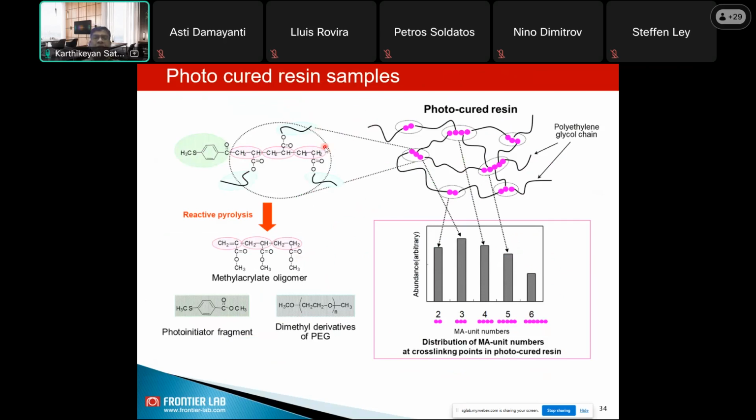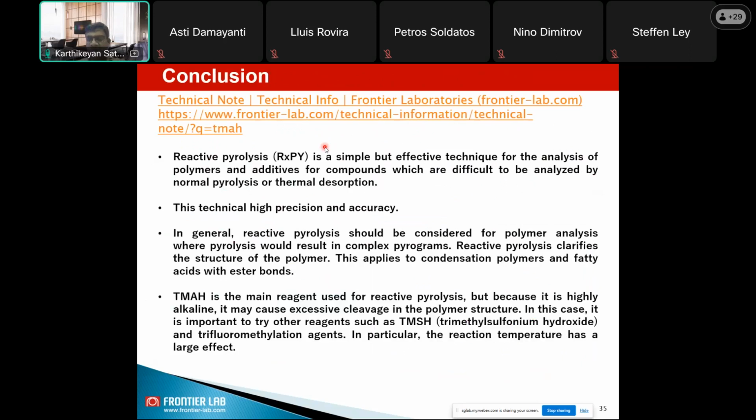So again, these polymer processing samples can also be analyzed with the help of reactive pyrolysis, which provides very distinct information that can be used for process optimization and product confirmation. With that, because we definitely have more applications than what we have shared in this session, one can always visit our website frontier-lab.com and put in the keyword TMAH, and you will find more than 20-25 technical notes that show different types of analysis with the help of reactive pyrolysis.